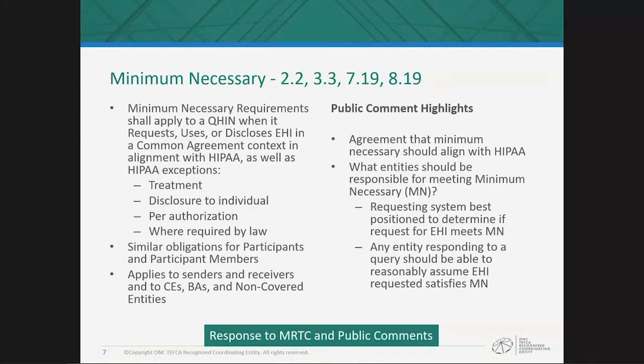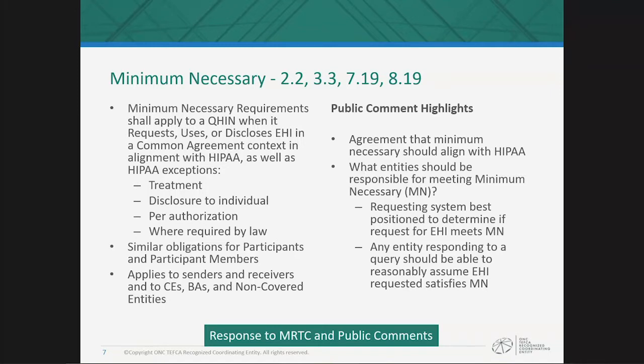Minimum necessary is a HIPAA term. You all know that. And as you also know, it doesn't apply to treatment. But for every other use or disclosure, because that's what HIPAA regulates, uses and disclosures, a HIPAA-covered entity or a business associate is required to only disclose the minimum information necessary in order to meet the purpose of the disclosure.